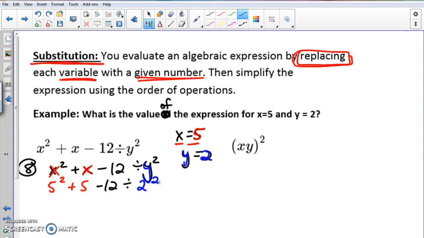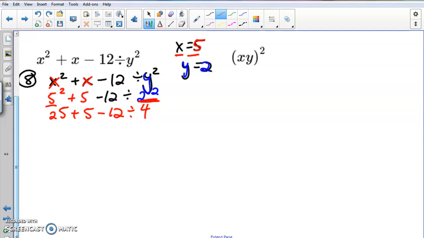So order of operations kicks in. I don't have any parentheses, so we move on to exponents. So I have 5 squared, which gives me 25, plus 5 minus 12 divided by, and I can go ahead and actually do this exponent too, so 2 squared is 4. Now for our next portion, we're going to divide. So our division comes next before we are allowed to add or subtract. So we get 25 plus 5 minus, and now 12 divided by 4 is 3. And last step, we can do 25 plus 5 is 30, minus 3, and 30 minus 3 is 27.